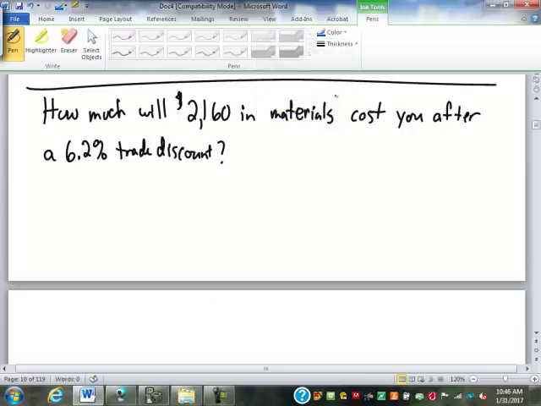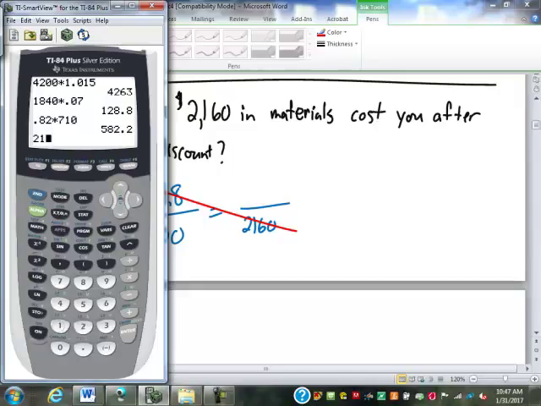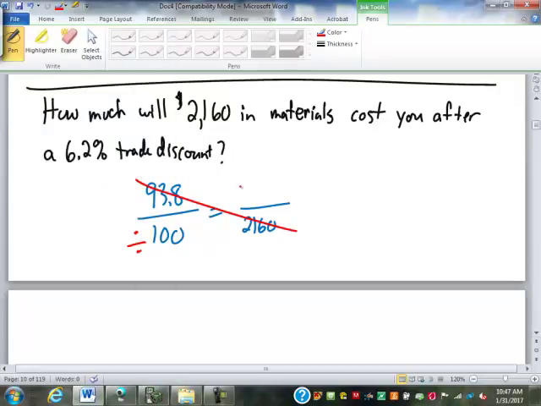So what percent are we dealing with? 93.8. So 93.8 out of 100. What goes over here? 2160 goes on bottom. Yes. Cross multiply and divide. You get what, $2,026.08? Any questions?